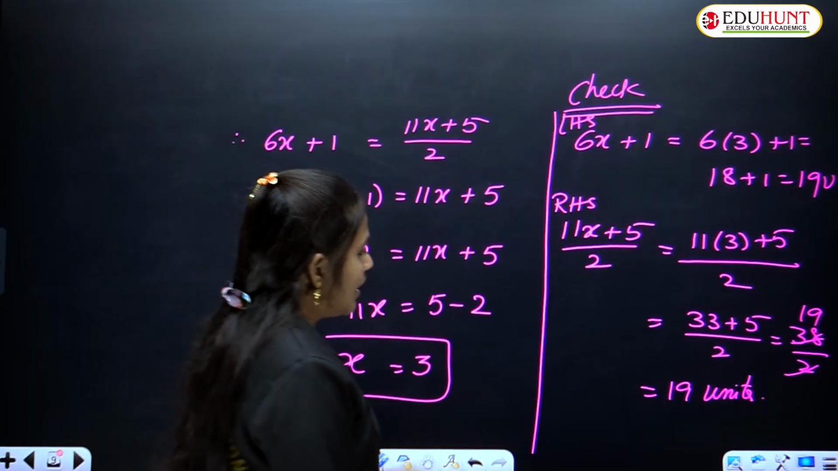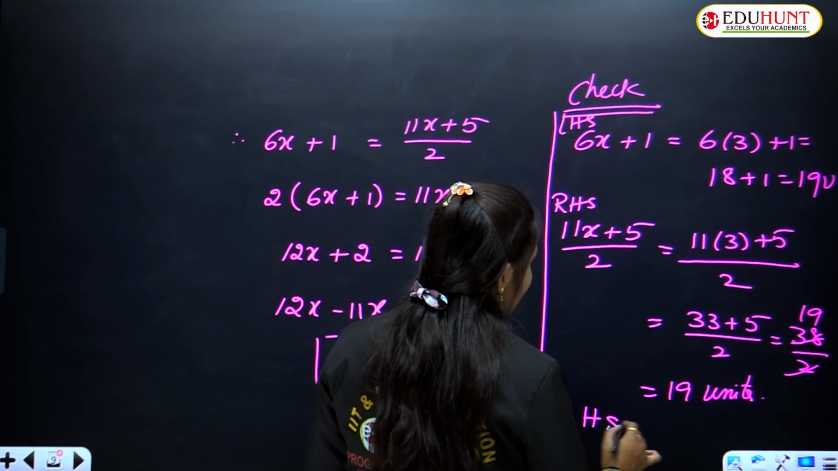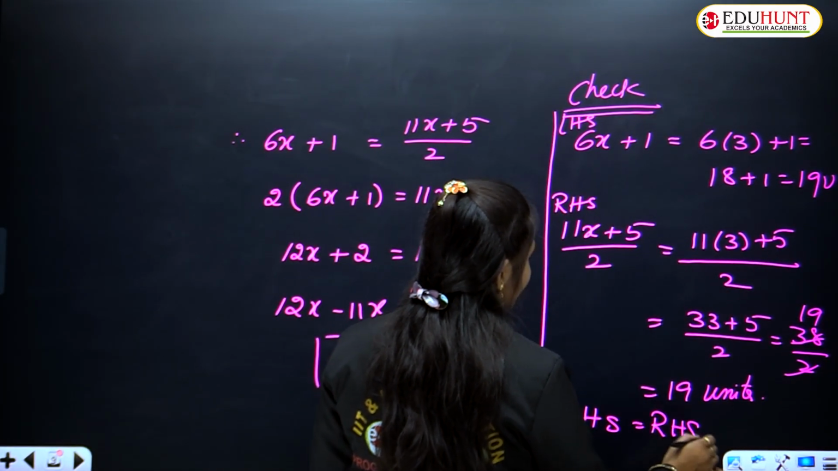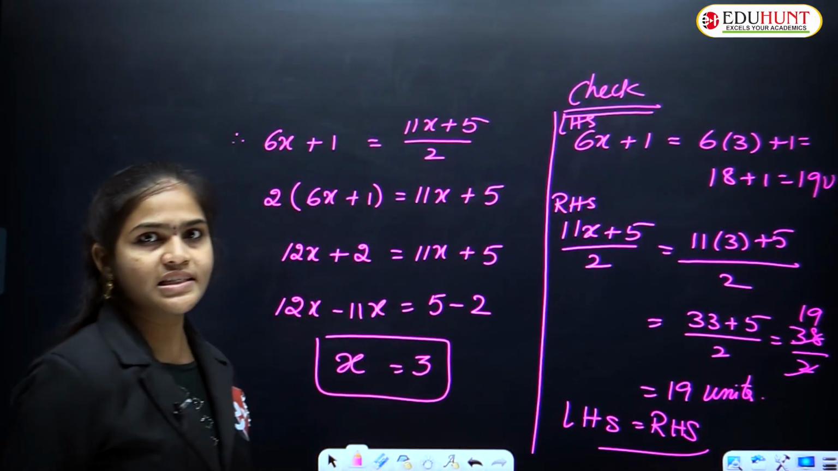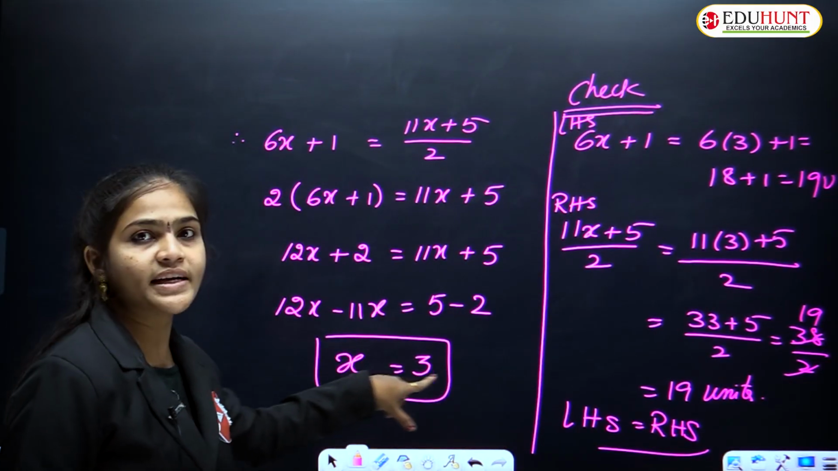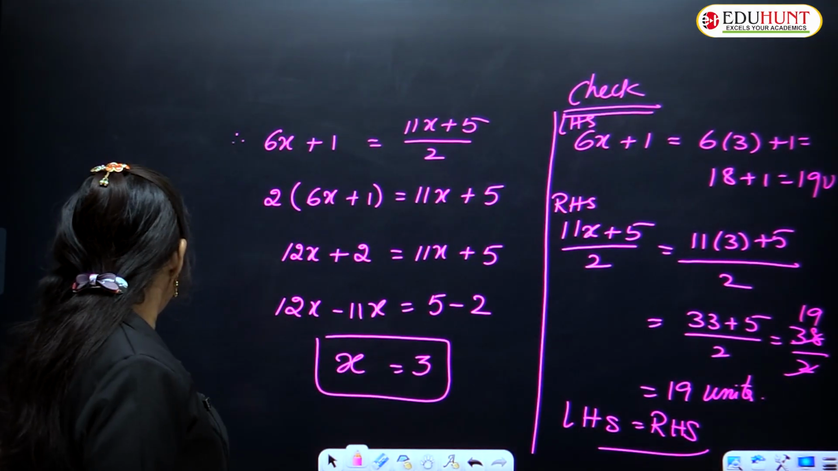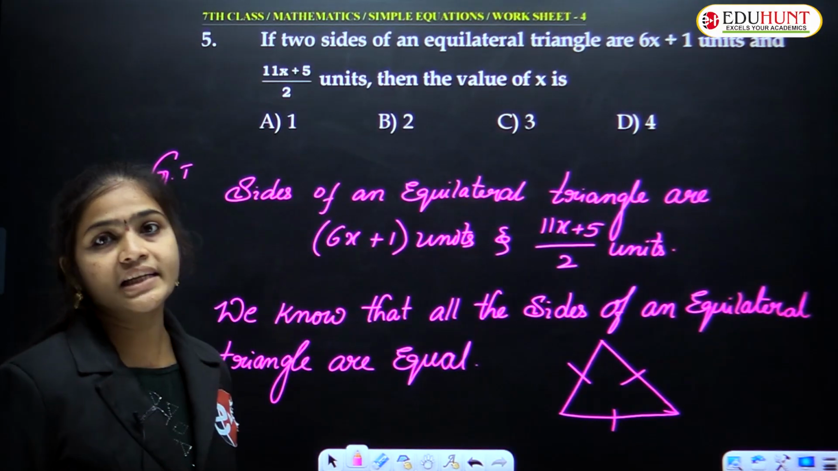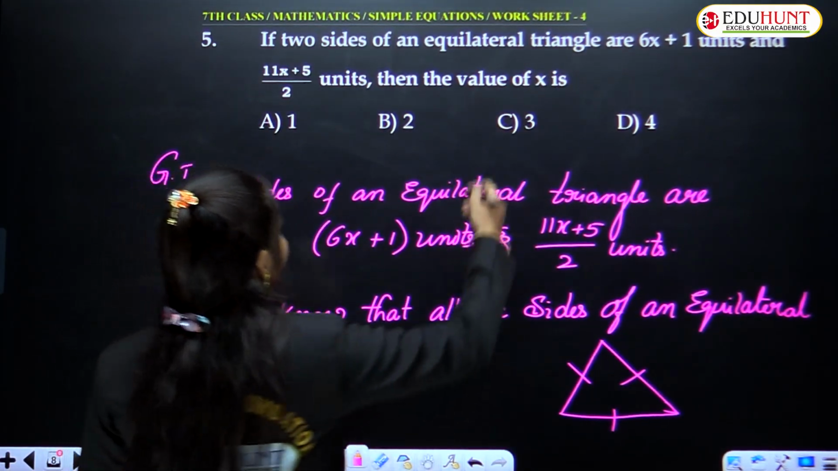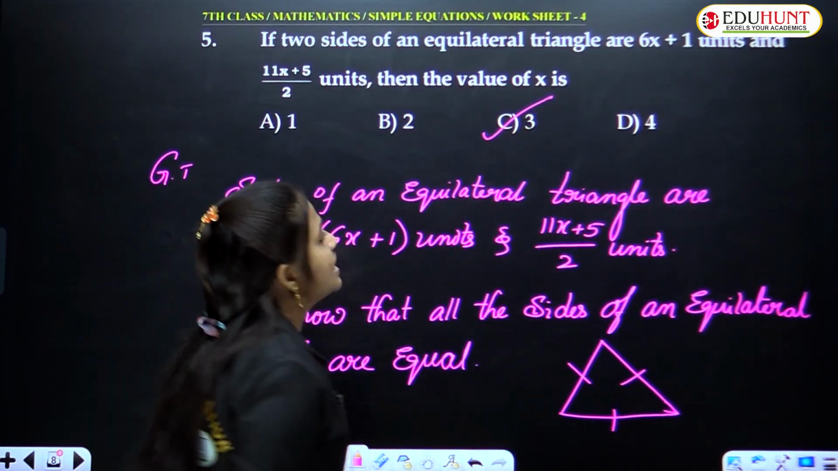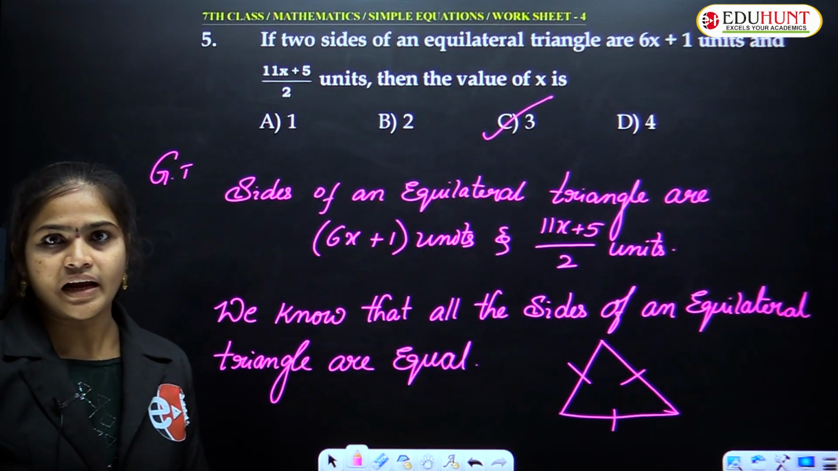Finally, LHS is equal to RHS. Understand? At what value is this satisfying? At the value x is equal to 3. So that's why 3 is the root of the given equation. Which option is correct here? Option C is satisfying. Understand, children?